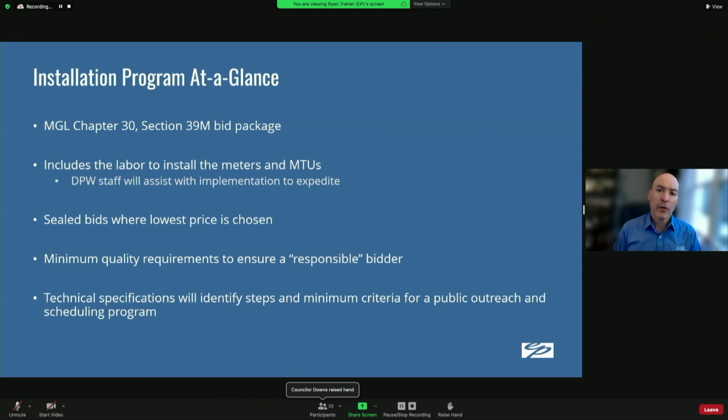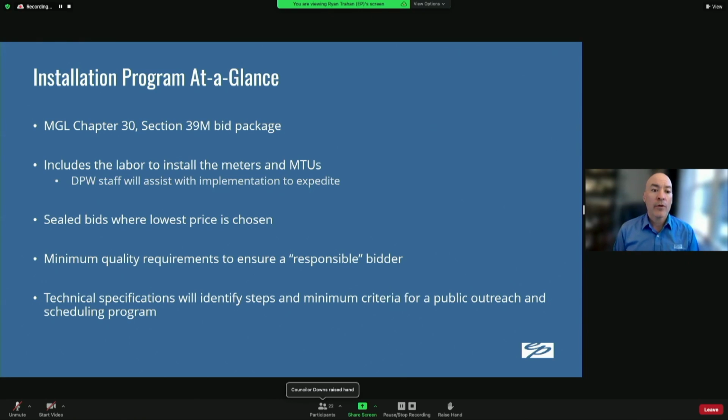Now, installation programs can be pretty invasive to the customers, going into homes, businesses, and residences, especially with COVID-19. We have to have an eye on health and safety and protocols to make sure that everything is done in accordance with the high standards that the city has. So this bid package is put out through a Chapter 30, 39M procurement. It includes the labor to install the meters and the MTUs.